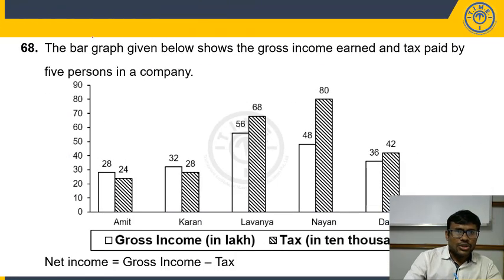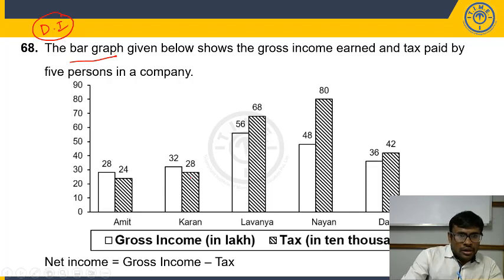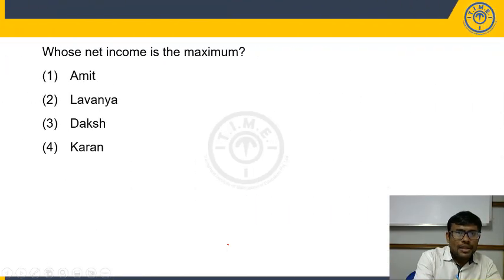So another DI question, and that's a bar graph. Here, what is asked? The bar graph given below shows the gross income earned and tax paid by 5 persons in a company. So, Amit, Karan, Lavanya, Nayan and Daksh. So, what is your net income? Gross income minus tax. So, among these people, whose net income is maximum?